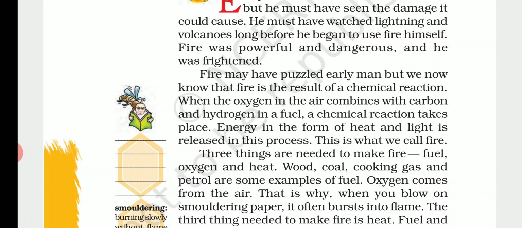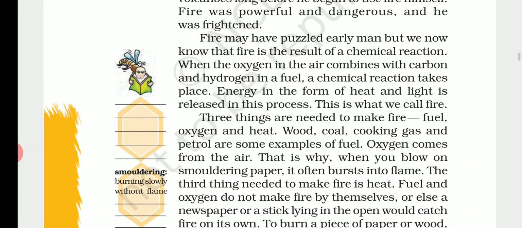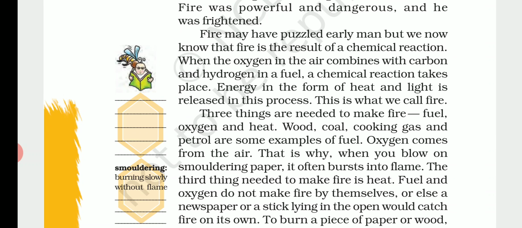That is why when you blow on smoldering paper, it often bursts into flame. So what is smoldering paper? It's burning slowly without flame. The third thing we need to make fire is heat.